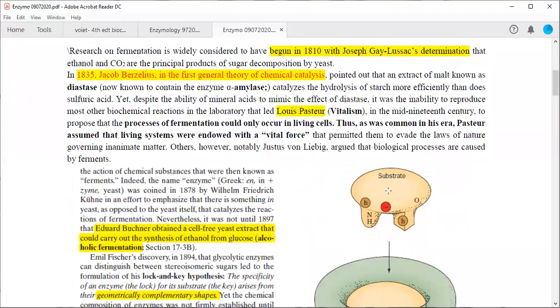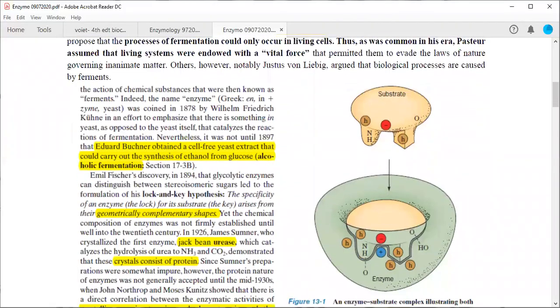Suppose this is an enzyme. It has some site where this particular substrate can come and fit. So this is the model showing the lock and key hypothesis. But the second model is called the induced fit model. According to that model, as we discussed in our last class, the binding of substrate induces some conformational change. So everything is not fixed.